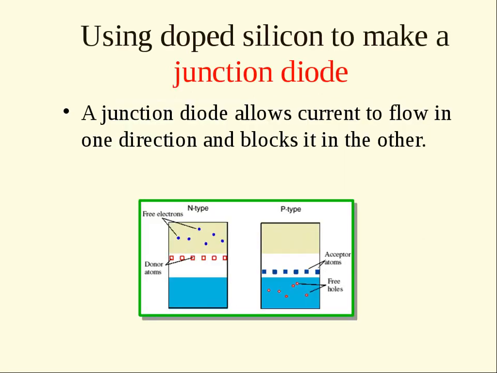The first big thing we want to do is dope silicon to make a junction diode. Diode is going to be the basis of a transistor. So we need to figure out how does a diode work? How can we make a diode? The junction diode, if you remember diodes, they only allow current to flow in one direction. So you can make it go one way, but current will not flow the other way. So it's a conductor in one direction and an insulator in the other direction.